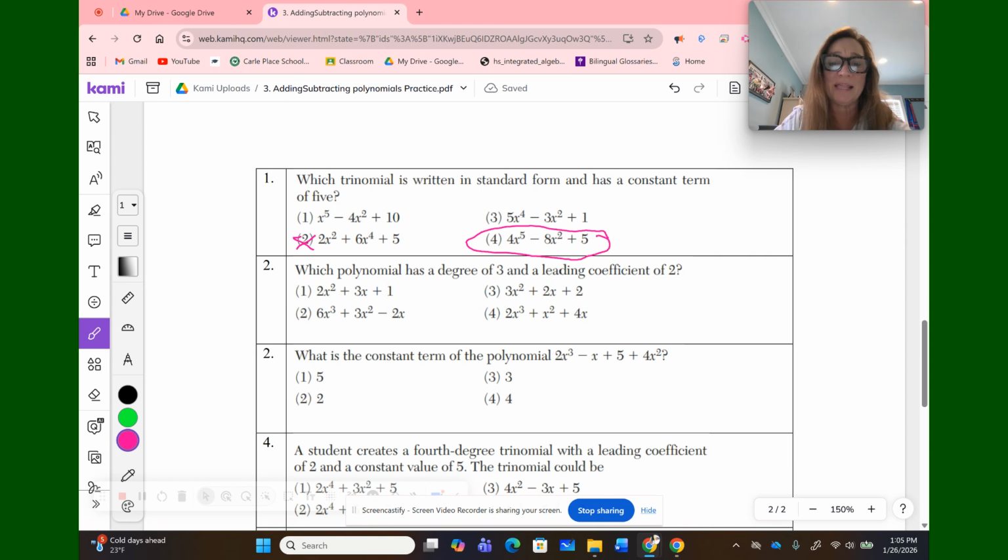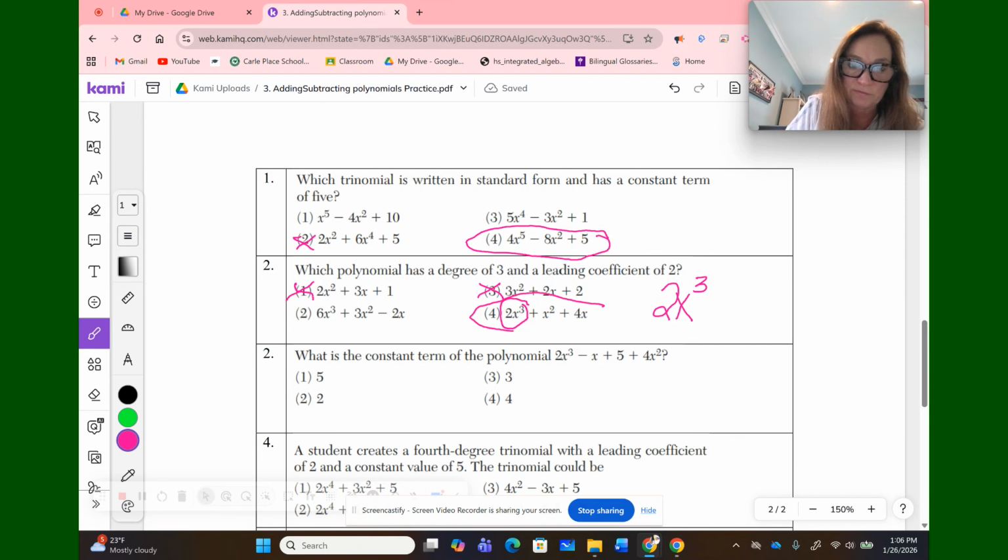Which polynomial has degree 3? So degree 3 would mean that the highest power is 3. So that knocks out choice 1, and that knocks out choice 3. And it has a leading coefficient of 2. So that means that the monomial that's first, or the first term, has to have a 2, and it also has to have a cube, x to the third. It could be y to the third, but usually we do a lot of x's, so choice 4.